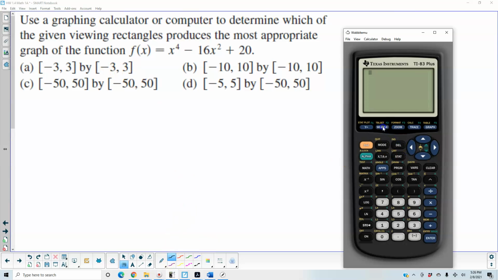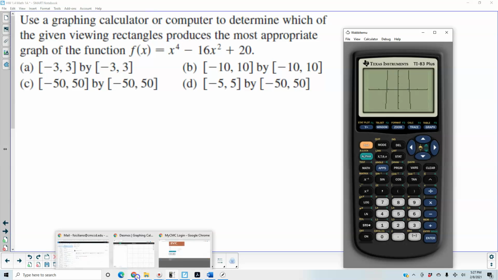So let's go ahead and put that in the window first. So we have negative 3, and then 3, negative 3, and then positive 3. Okay, now let's go ahead and put our graph in. So we have x to the fourth minus 16x squared plus 20. So this is part A using window A, or viewing rectangle.